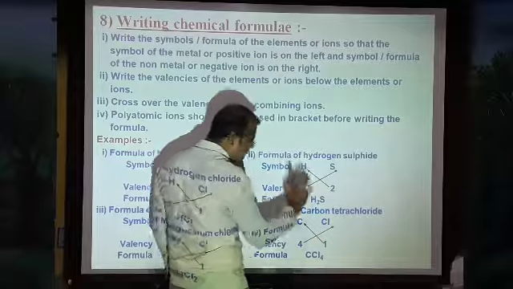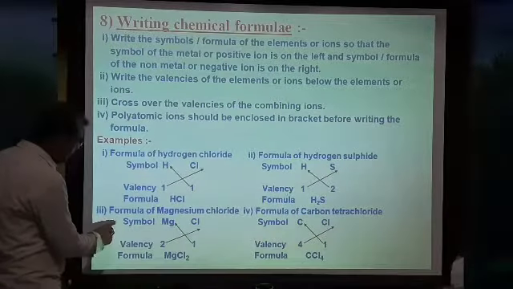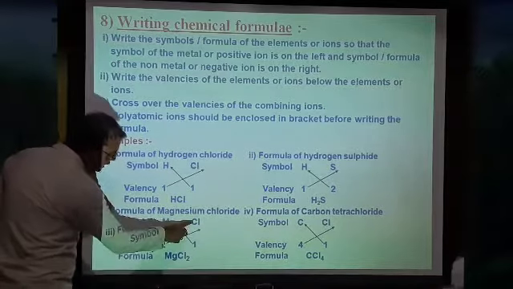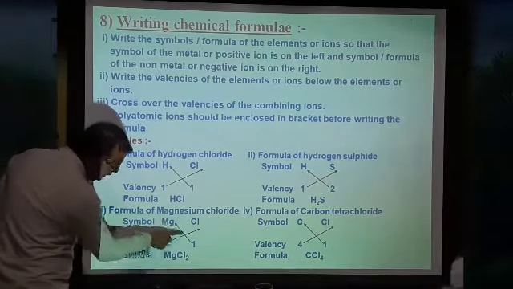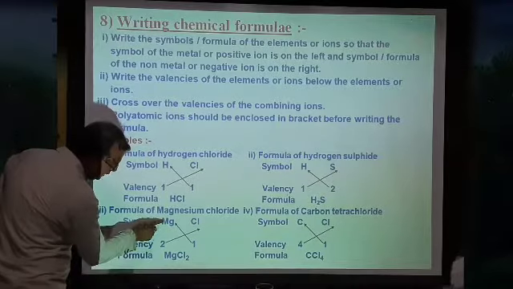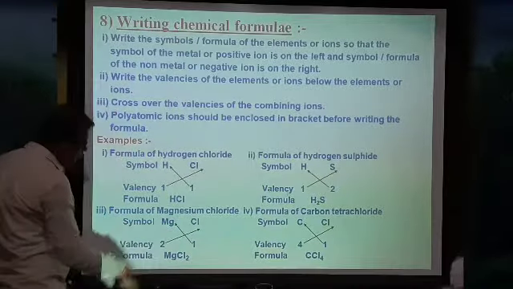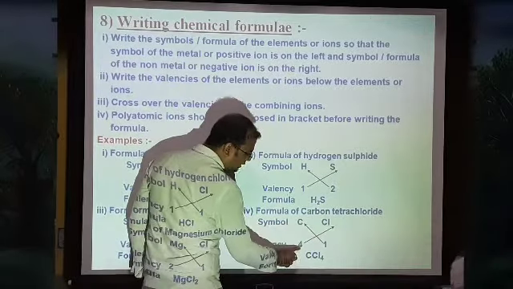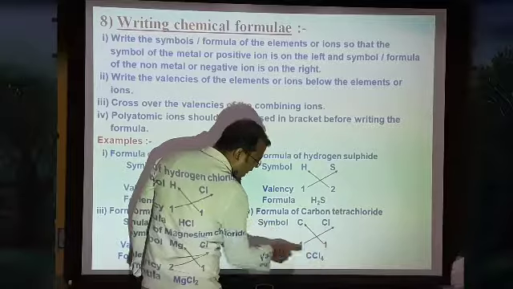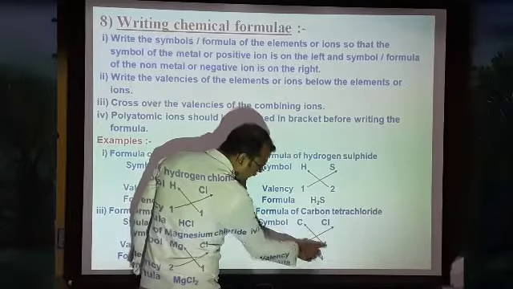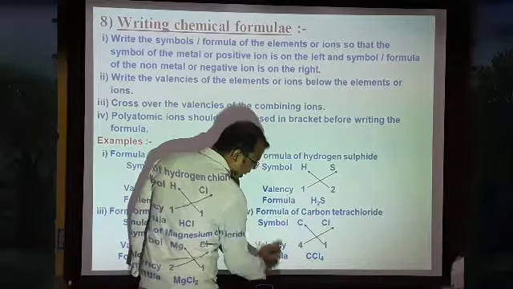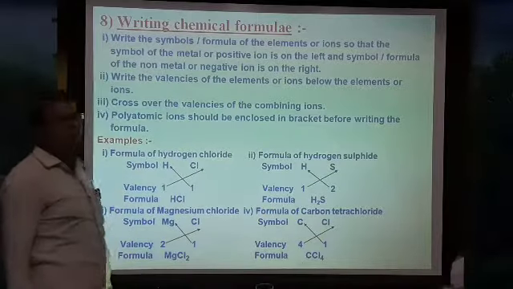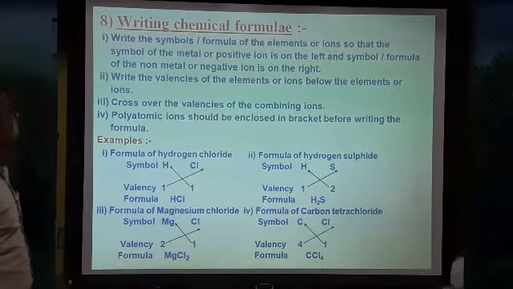H2S, yes. In the same way, you just see here magnesium chloride. The magnesium valency is 2. Chlorine valency is 1. We need to cross magnesium and chlorine. So we get MgCl2. The same way here, carbon and chlorine. Carbon valency is 4. Chlorine valency is 1. We need to cross this. C1Cl4, CCl4. This is carbon tetrachloride. We'll see some more examples on this basis.